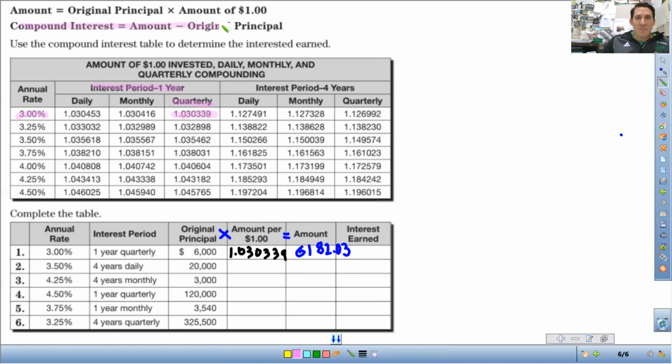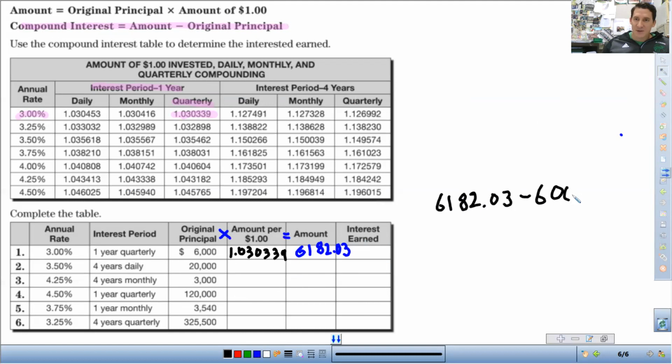All right, the interest earned, here's the formula for the interest earned up here. It's the amount minus the original principal. So what I'm going to do to find that interest earned, I'm going to do the 6,182.03 minus the 6,000, our original principal. That is equal to $182.03. So the interest earned is $182.03. So after a year, you earn $182 just by letting your money sit there.